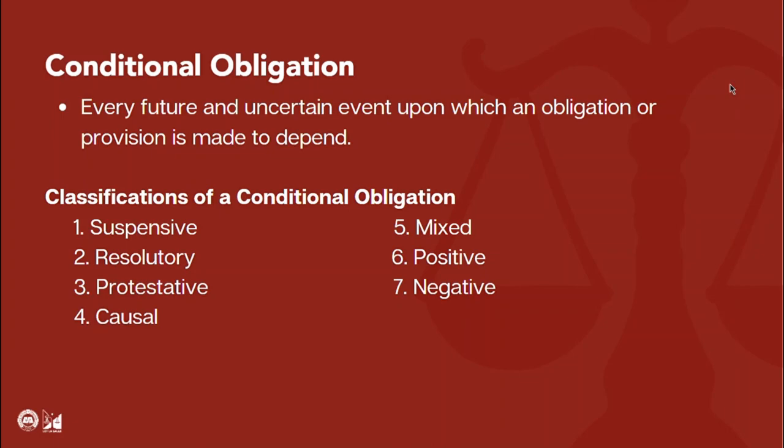Sixth is positive, where an event happening at a determinate time will extinguish the obligation as soon as the time expires or it becomes clear that the event will not take place. And lastly, negative, where an event not happening at a determinate time will render the obligation effective from the moment the time has elapsed.